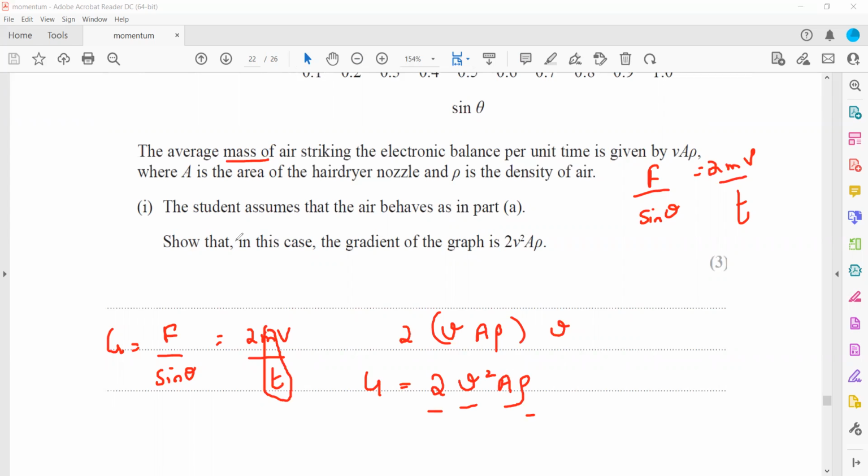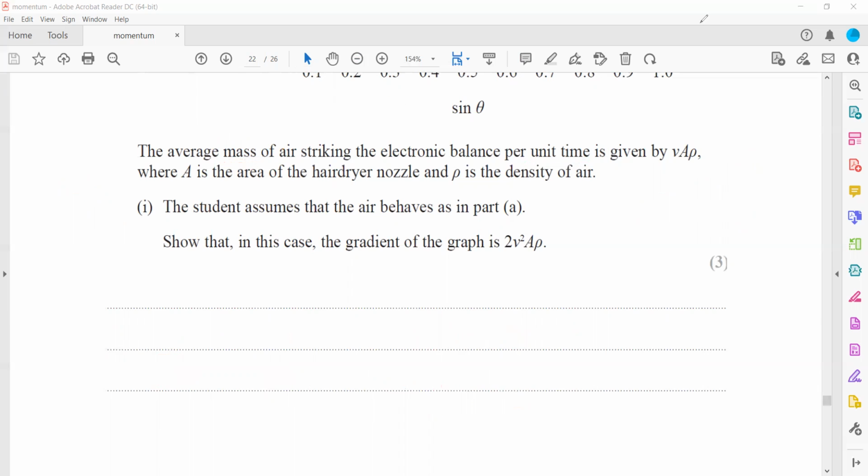Is it clear? So first we work out the gradient, which will be equal to F by sine theta. Then F by sine theta, according to the formula, is 2mv over t. And according to the average mass of air striking per unit time, m by t is equal to the speed multiplied by area multiplied by density. And then we substitute, and we'll get 2v squared Aρ.